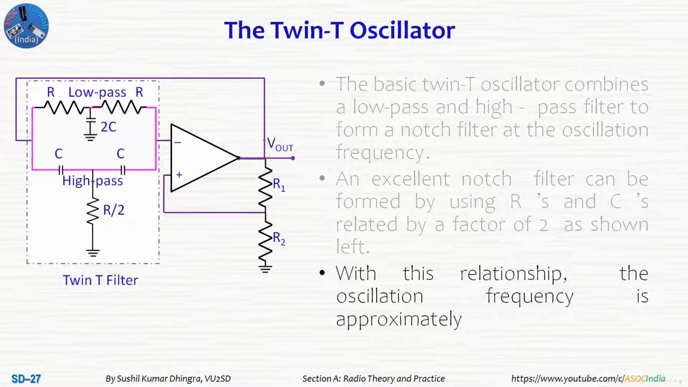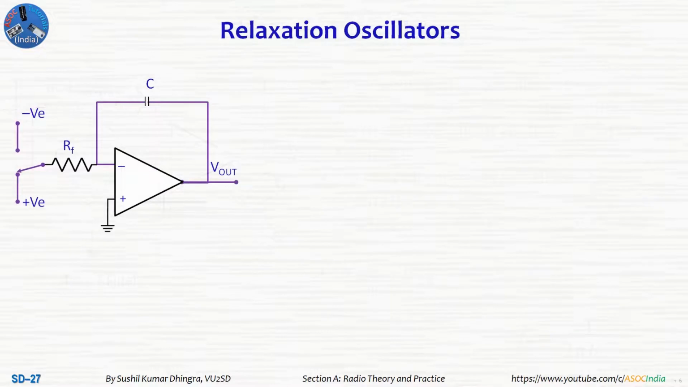With this relationship of R and C, the oscillation frequency is approximately decided as f_R equal to 1 by 2 pi RC. Already these numericals you have done in previous session. Same way you have to understand, and if needed you can calculate it. So going next, relaxation oscillator.